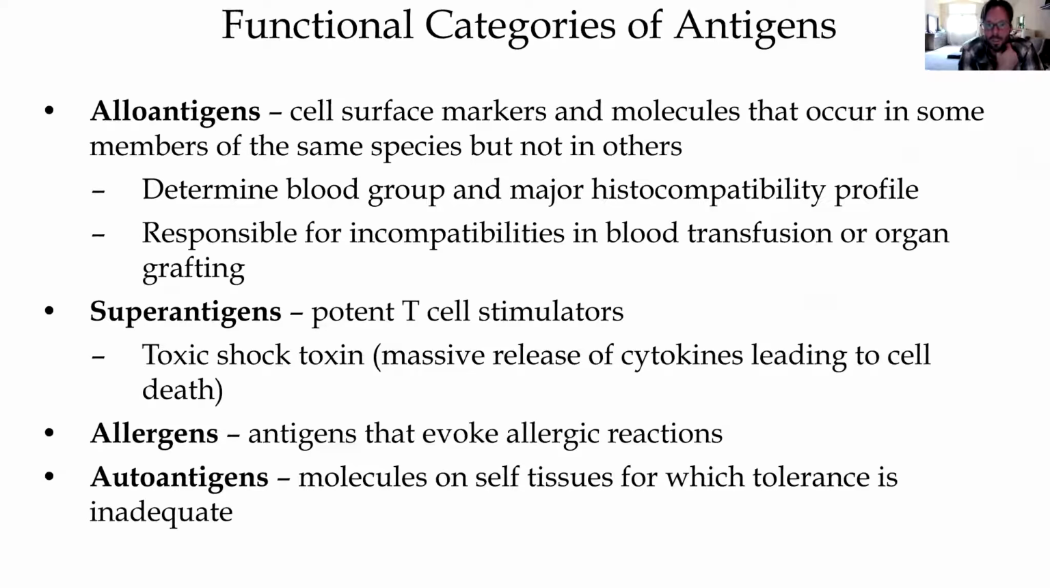Different types of antigens. There can be alloantigens. These are the types of antigens that are within the same species, but different from one organism to the next. So blood transfusions and organ donations are going to have different alloantigens between the donor and the receiving host. And as a result, the immune system will attack it and reject it if it's not adequately suppressed. Those are alloantigens.